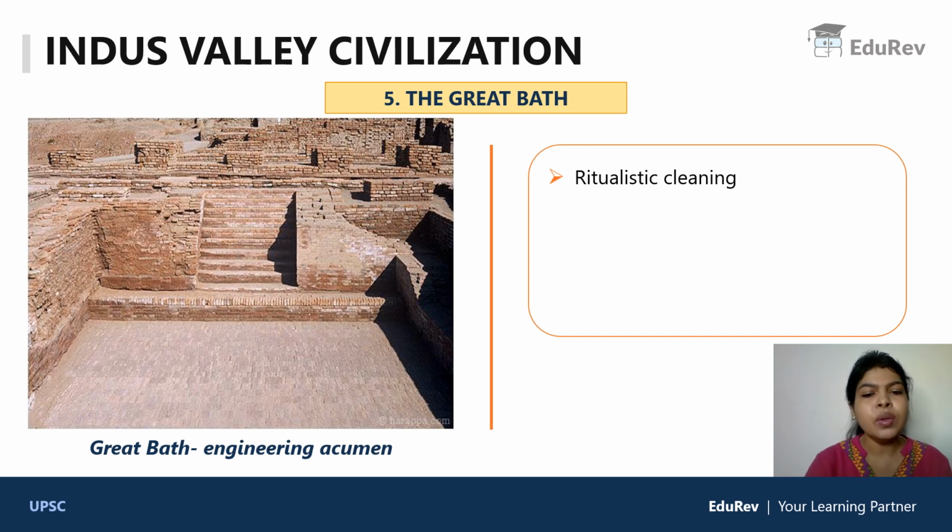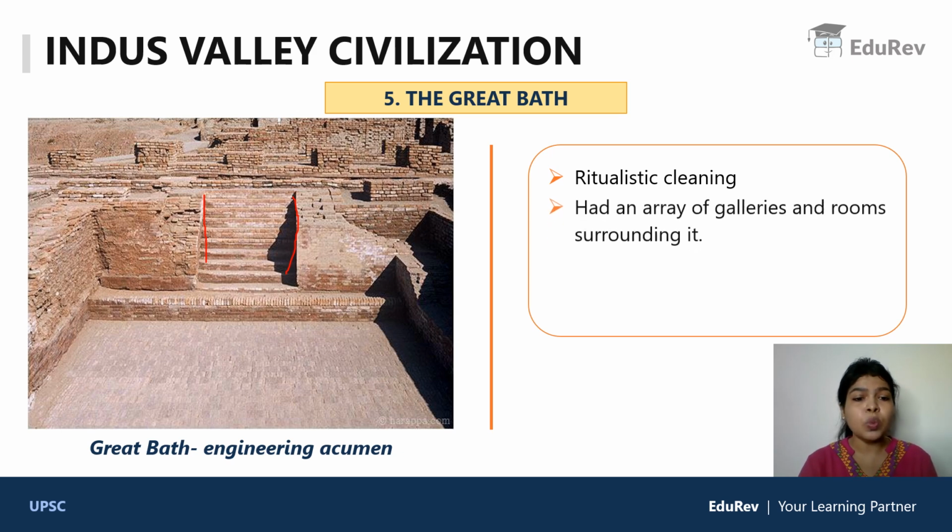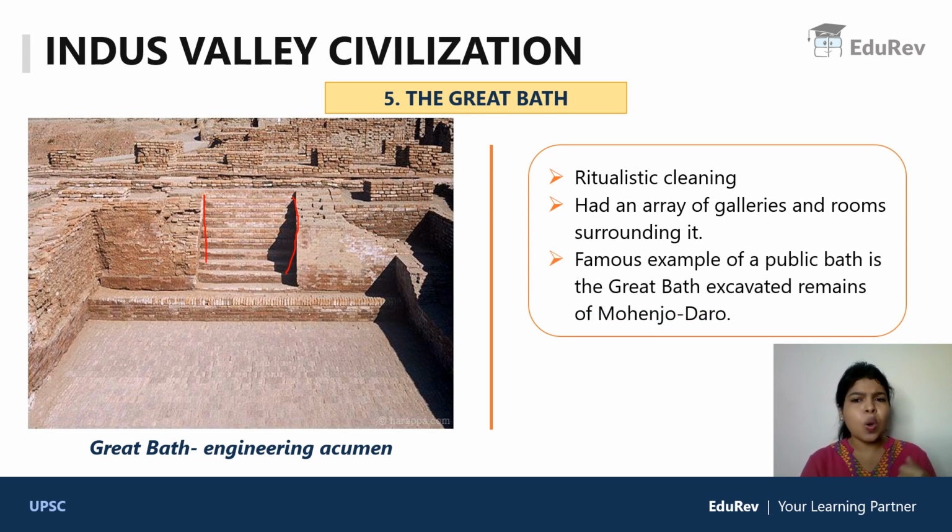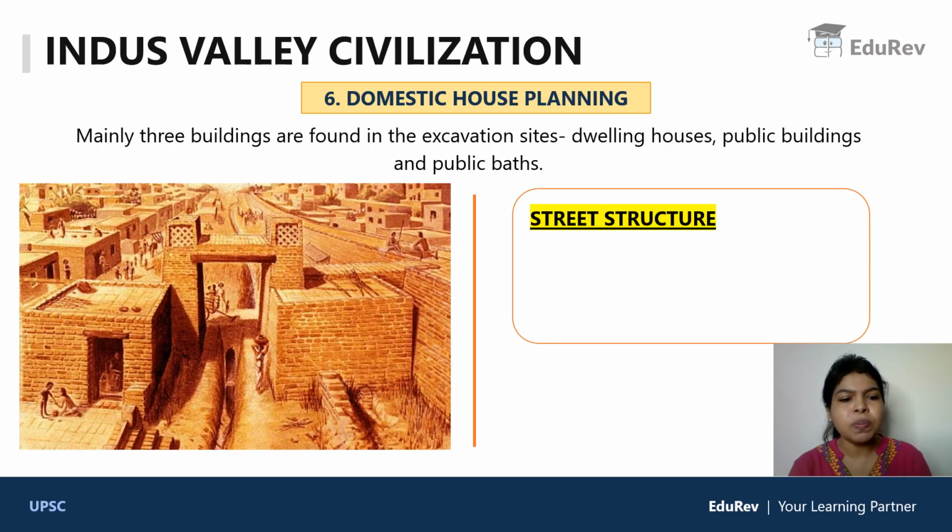Now this great bath, take a look at the picture. It is rectangular in shape. And also if you take a look at this, there are a couple of staircases, two wide staircases on the northern and the southern side. So that's again very important. And yes, one of the important examples of the great bath is present at Mohenjo-daro, in which the engineering acumen is very well clear from this construction. Not just that, it also had an array of galleries and rooms surrounding it, possibly to change the dress or something of that sort, but it does have an array of rooms surrounding the great bath.